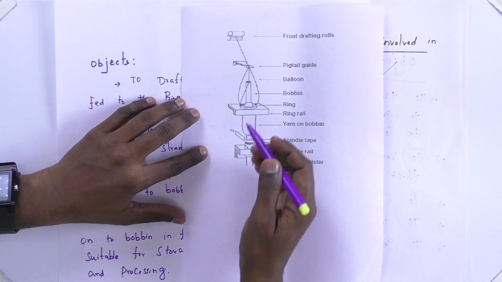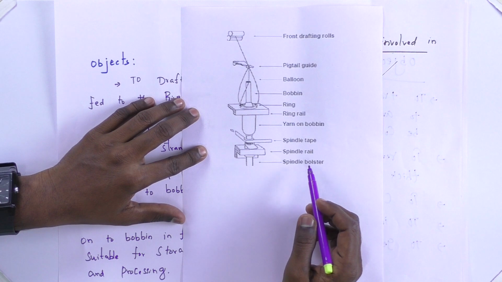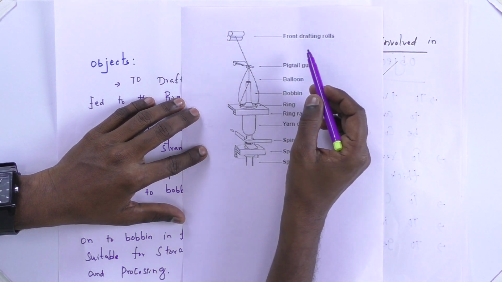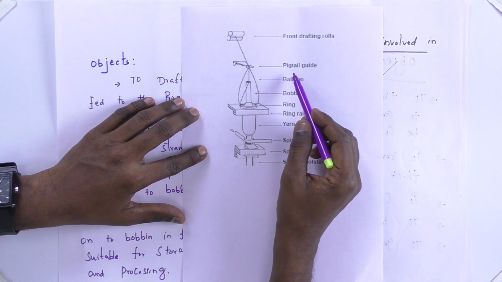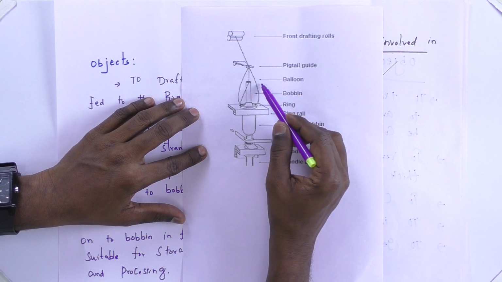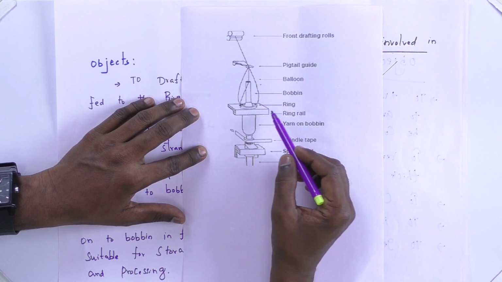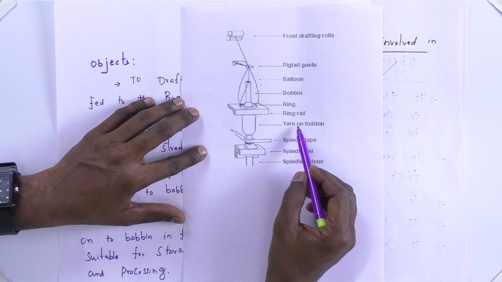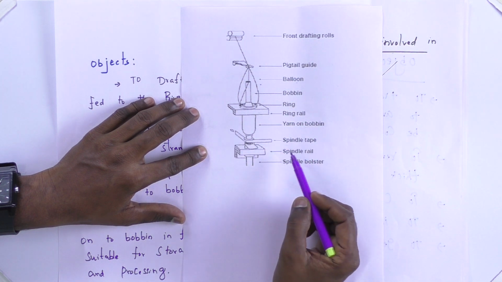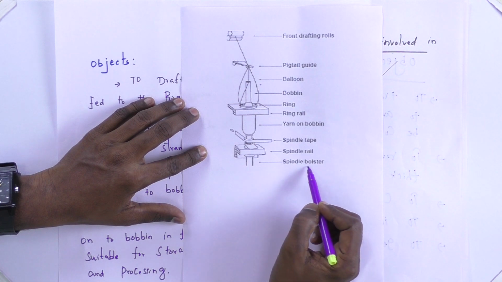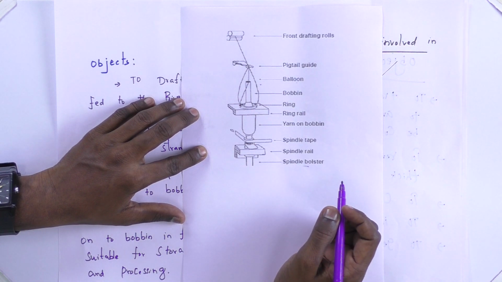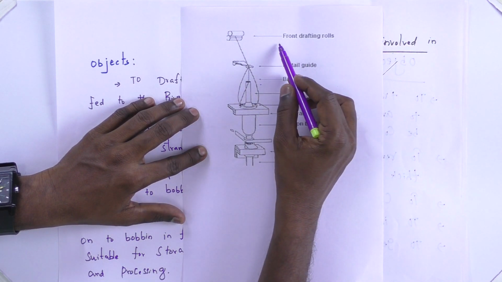The next diagram explains the winding section of the ring frame. This is a front drafting roller, this is a guide, this is a balloon control ring. This is bobbin. This is ring rail. This is bobbin, spindle tape, spindle rail, spindle bolster. So we can discuss one by one.